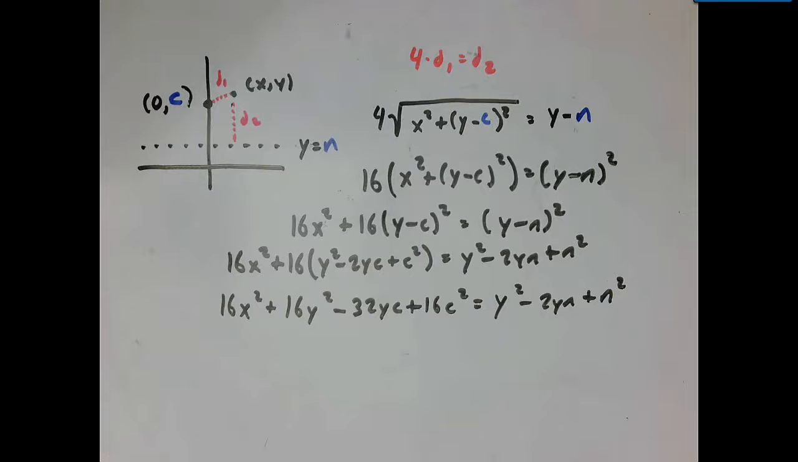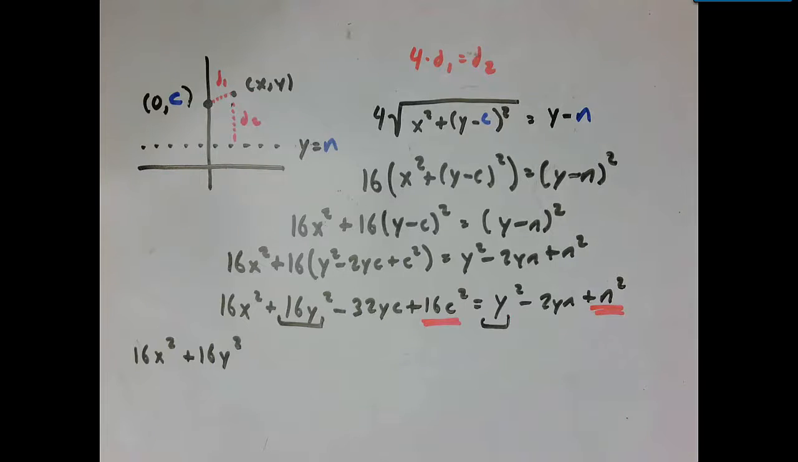So let's go ahead and move all the terms with x's and y's in them over on this side, and all the terms that don't have x's and y's over to the other side. So it looks to me like these are the two terms that are constants, because remember, c is a number, it's this y-coordinate, and n is a number, it's that y-coordinate. So 16c squared is really just a number. So let's move all the numbers over to this side and move all these things over to that side.